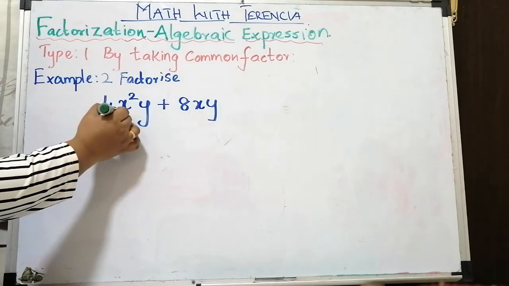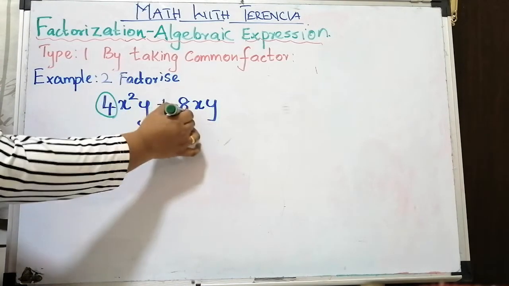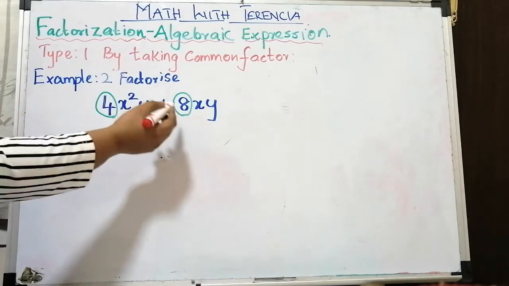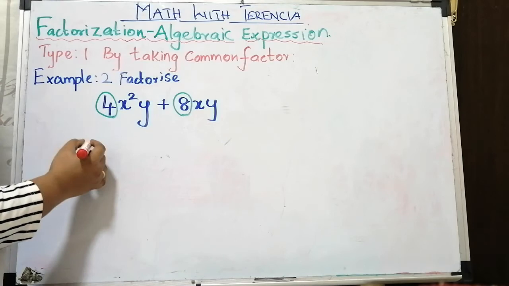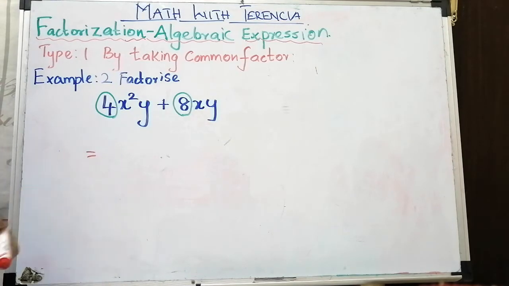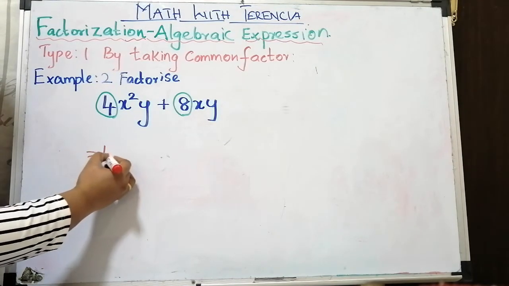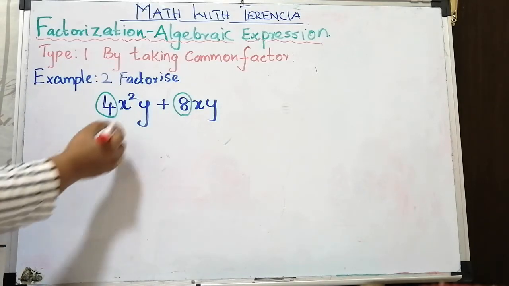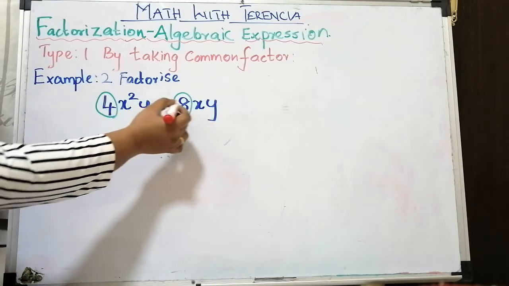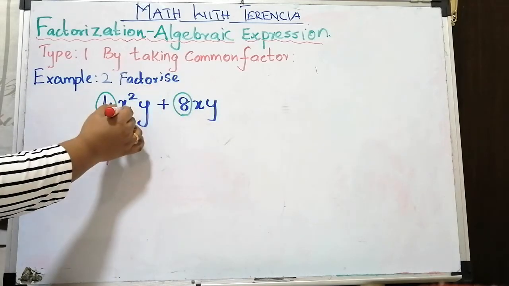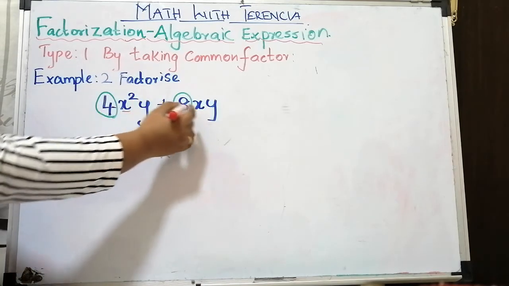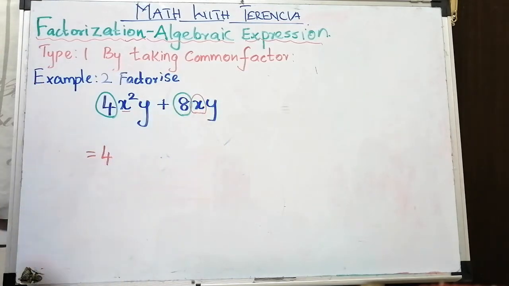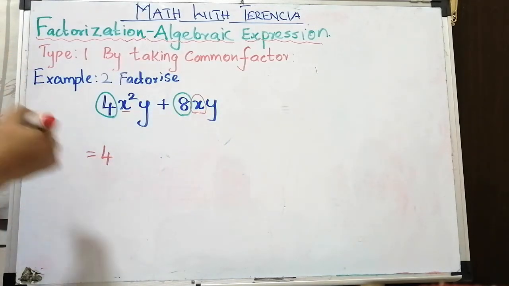So first step, we need to check with the number 4 and 8. Find the common factors for 4 and 8. There is nothing but the GCF. So the GCF of 4 and 8 is 4. So write 4. Now we'll come to the variable. I have two variables, x and y. So you need to check each variable. Here I have x square, here I have x. So x is the least power. You should pick the variable which has the least power.